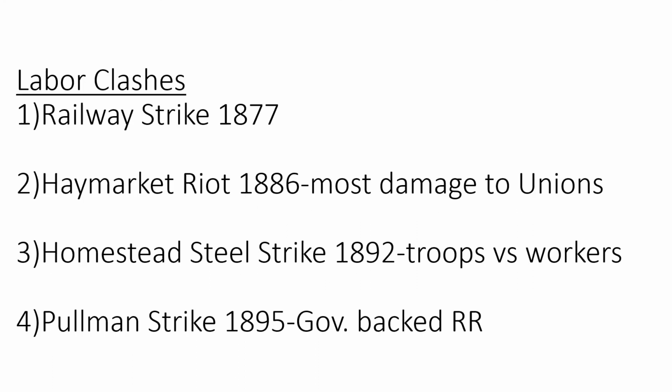Four major clashes between the labor movement and management took place. The railroad strike of 1877 was not well organized, and when violence broke out, the unions got bad press. The Haymarket riot in Chicago in 1886 saw bombs thrown and people shot.